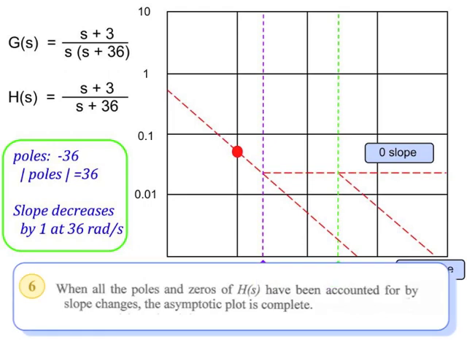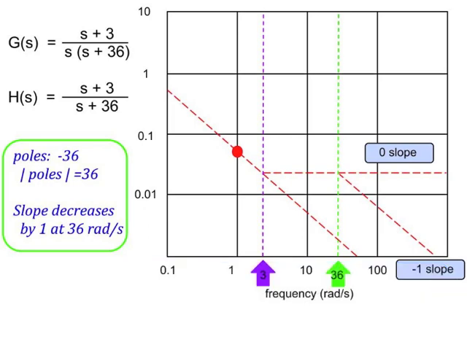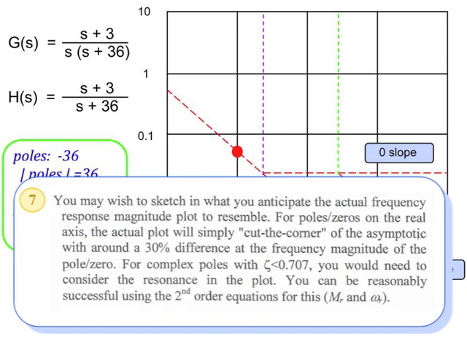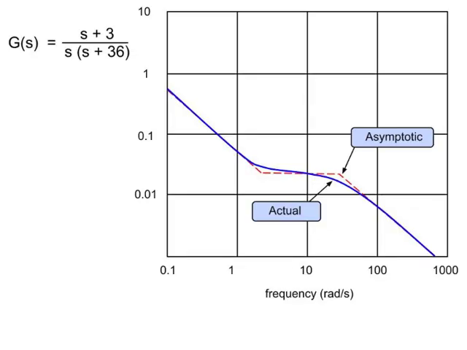We have now accounted for all the poles and zeros of H(s), and so we've completed the asymptotic frequency response curve. We can now move on to step 7, where we'll try to put in the actual curve on the basis of rounding the corners here for the poles and zeros. So here we have the asymptotic curve as well as the actual curve achieved by rounding the corners. We have now completed example number 3.